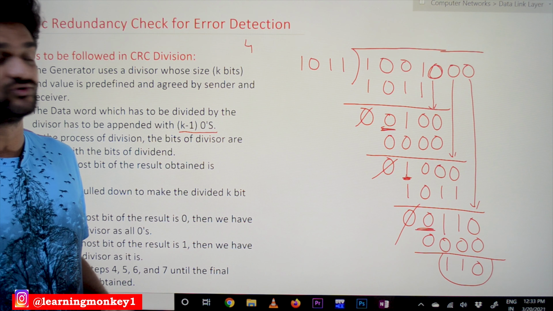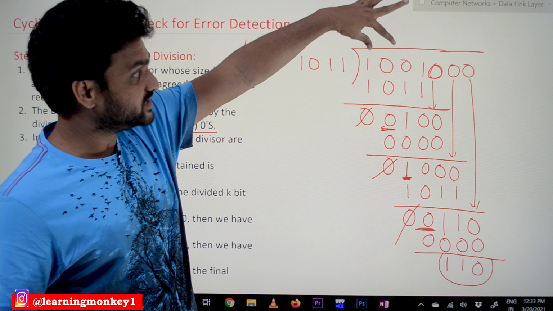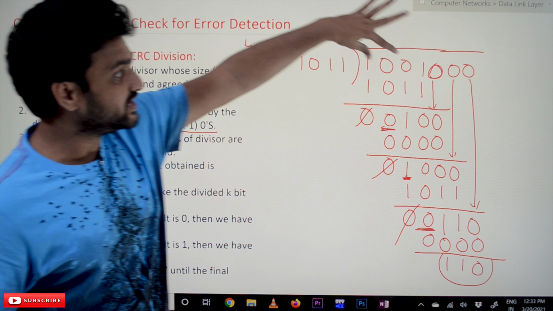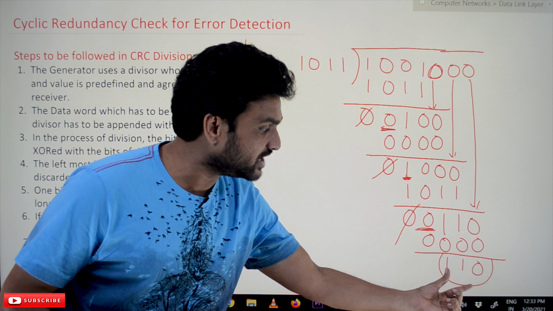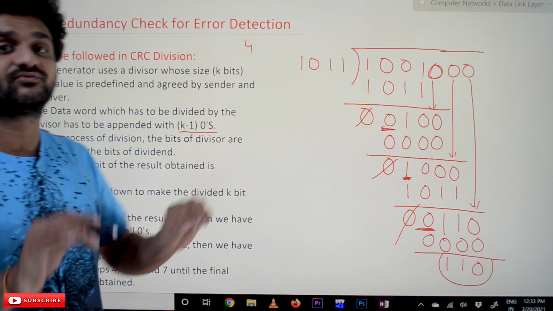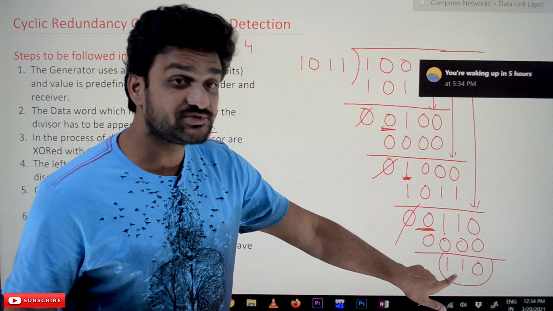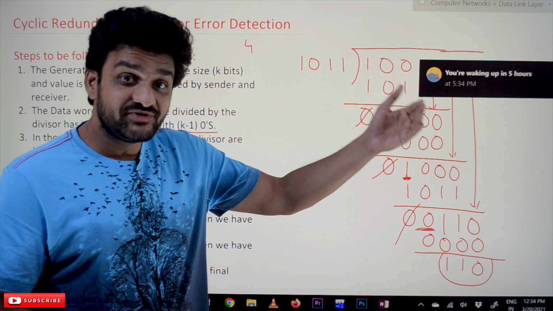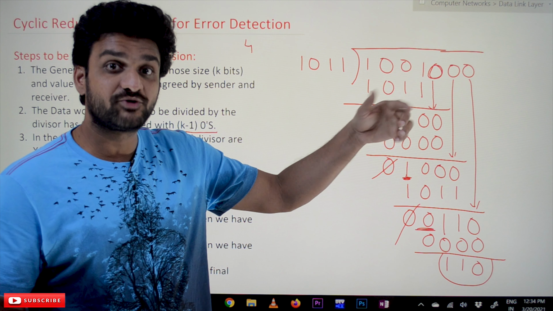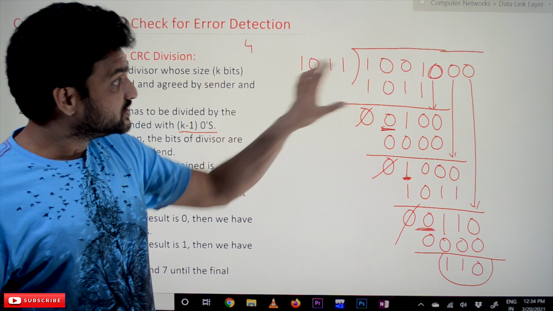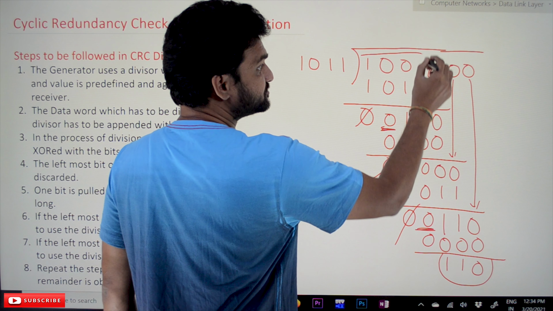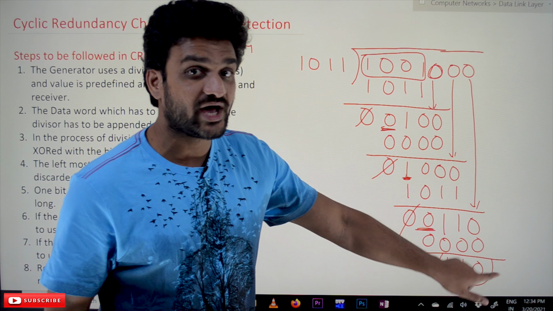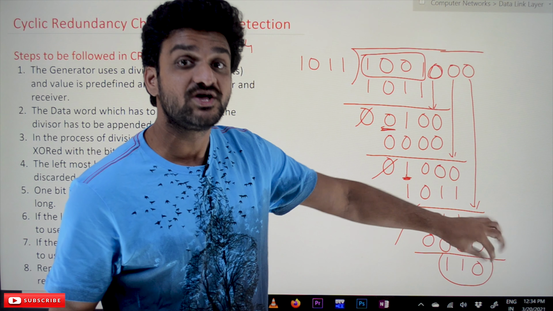After that, the data word, appended with bits, is divided by the divisor, and the remainder that we obtain is 1 1 0. This is what the algorithm is going to generate. These are what we call redundant bits. In our previous method it was going to be 1 or 0. So the data word is provided to the algorithm, and the algorithm generates 1 1 0 as the output.